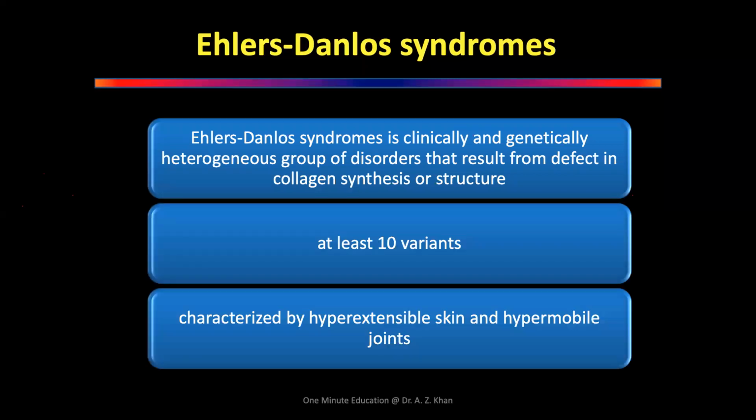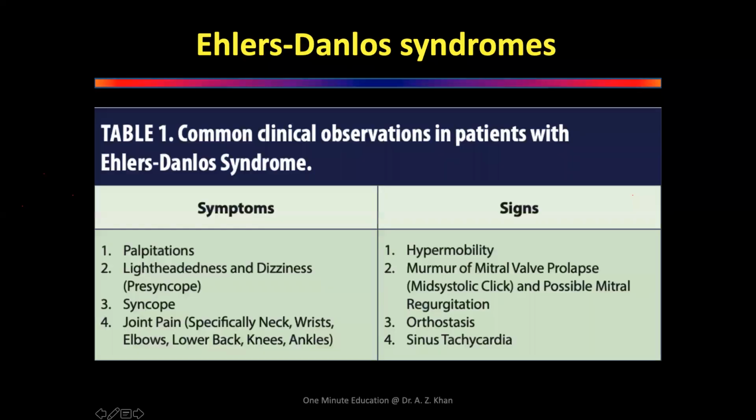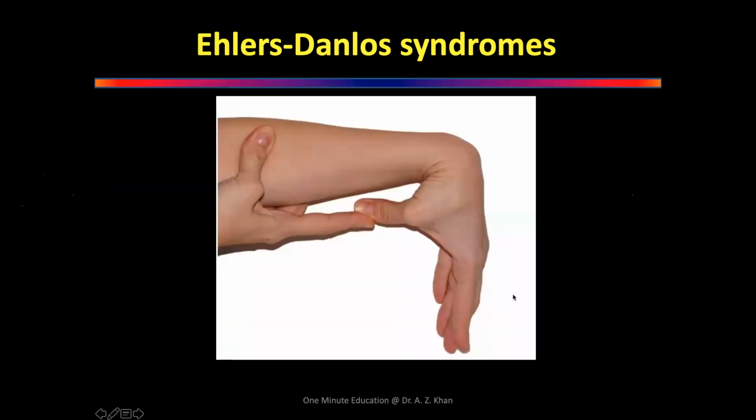There are 10 different variants. It's usually characterized by hyperextensible skin and hypermobile joints. The main cardiac defect is mitral valve prolapse and mitral regurgitation. That's quite important. So it is an association of Ehlers-Danlos syndrome with mitral valve prolapse and mitral regurgitation. You need to know that, okay? So this is how you test for hyperextension.